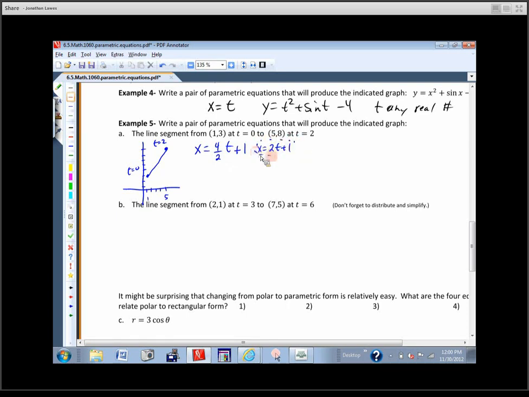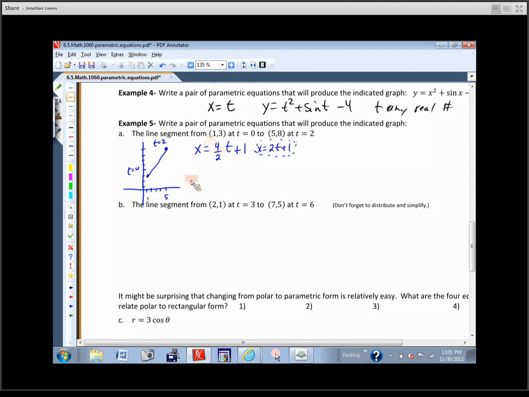Now, the test as to whether or not this works would be, if you plug in a 0, does it start at the right place? And if you plug in a 2, does it end at the right place? So plug in a 0, what do you get? You get a 1. It starts at the right place. Plug in a 2, you get a 5. It ends at the right place. Everybody got that? Yeah. Because it started at 1. Okay.